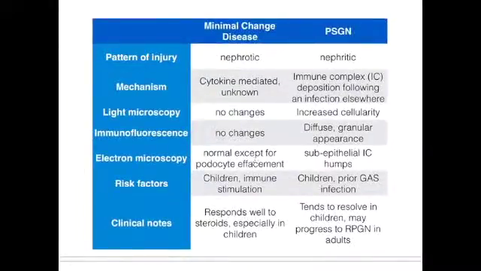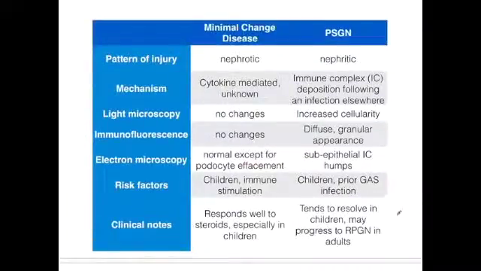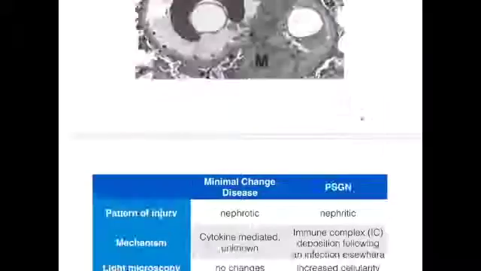And then on electron microscopy, you can see something called subendothelial immune complex humps. So if this is the capillary lumen here, this is the subendothelial immune complex hump, and here is the glomerular filtration barrier here. And what this hump is made of is actually immune complexes. And so post-streptococcal glomerulonephritis tends to resolve in children, but can progress to the more serious rapidly progressive glomerulonephritis in adults. And that completes the discussion on post-streptococcal glomerulonephritis and minimal change disease.